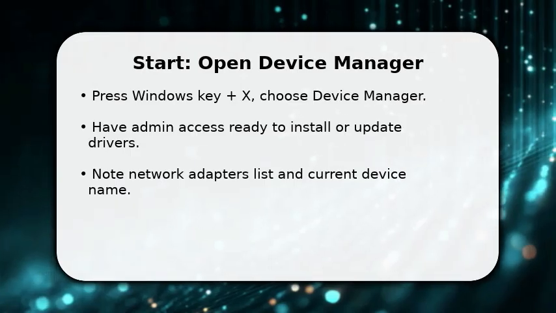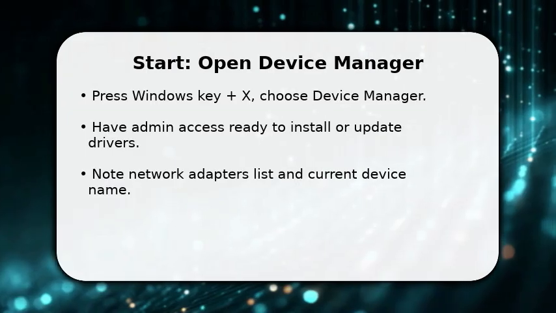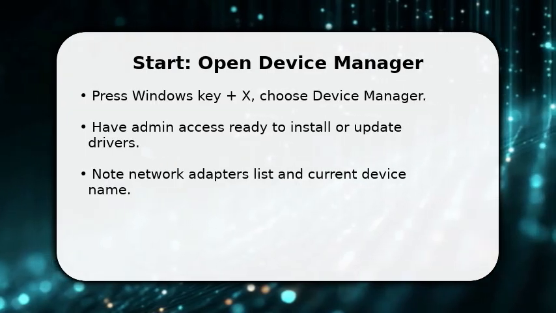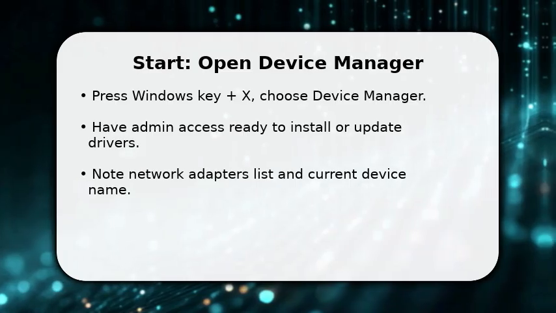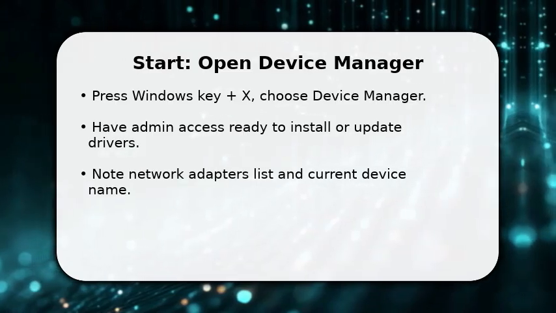You begin by opening Device Manager so you can see the hardware list and identify the Wi-Fi adapter. Press Windows key plus X and select Device Manager. This is faster than searching.